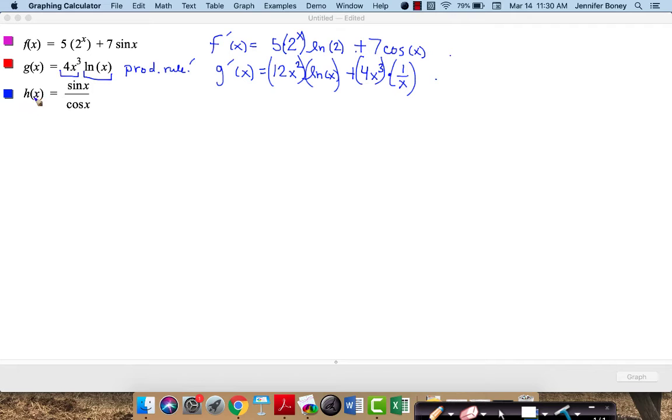Now, as for this h of x, if you remember that tangent of x, trig identity-wise, is the same as sine of x over cosine of x.